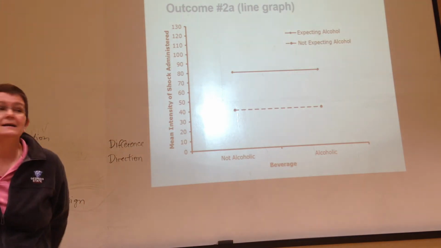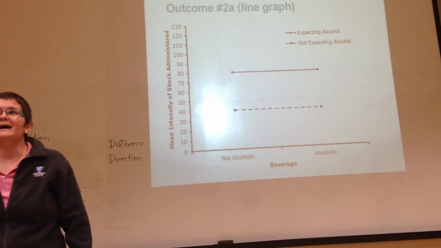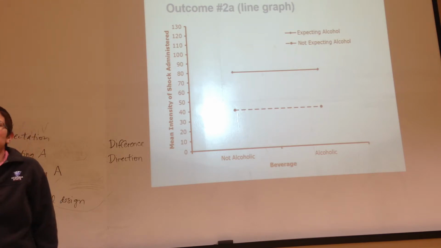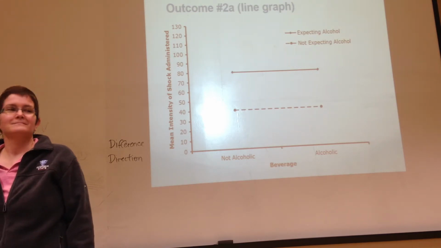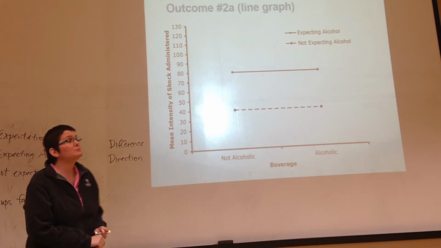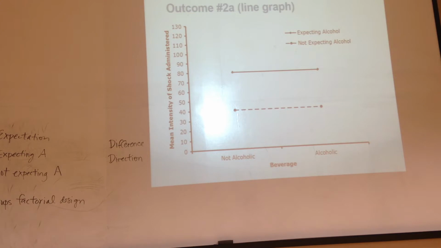This is basically the blame it on the alcohol graph. If I think I'm drunk, then I can do whatever. If I think I'm supposed to be drunk, then it's not my fault. I can shock away. But if I think I'm not supposed to be drunk, then I'll be good. Isn't that nice? Blame it on the alcohol graph. All right, so we've got no interaction, no main effect of beverage, and a possible main effect of expectation. Okay. You see that? You see that, Corey?